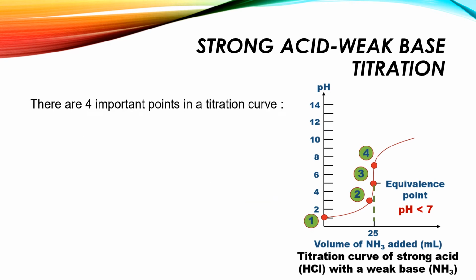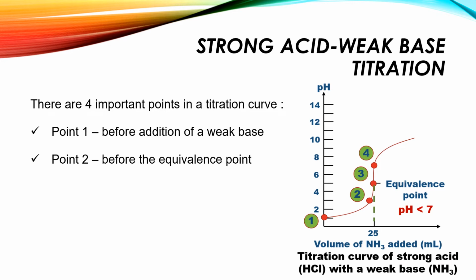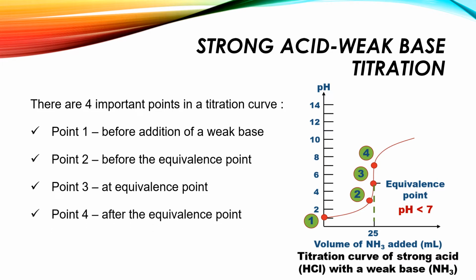There are 4 important points in a titration curve. At point 1, it is the point before the addition of the weak base. Point 2, it is the point before the equivalence point. Point 3, the point at the equivalence point. And point 4, after the equivalence point.